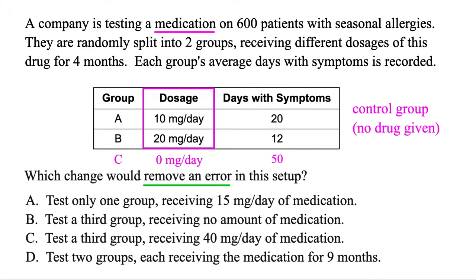So that's how we could remove the error in the setup here, test a third group that doesn't receive a medication. So when it comes to a study involving drugs, always make sure you have a control group that doesn't receive the drug. Okay, let's keep going here.